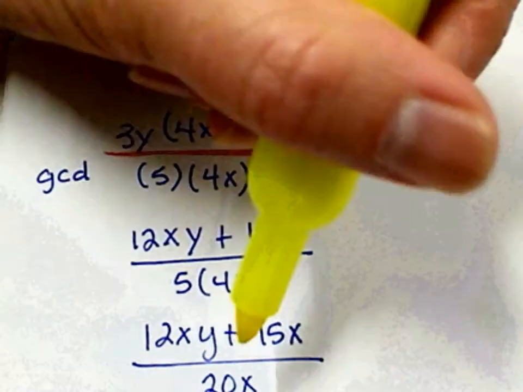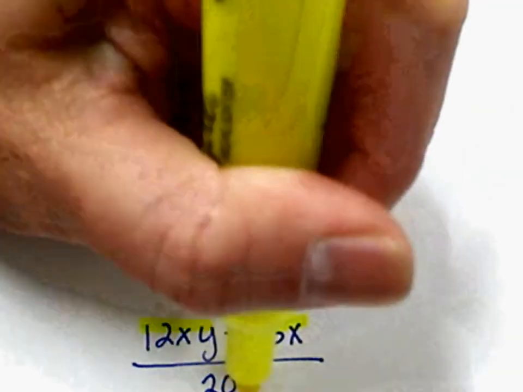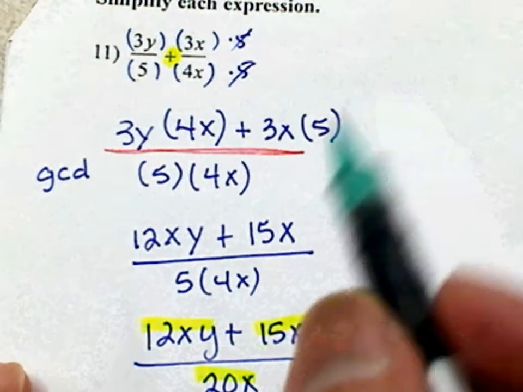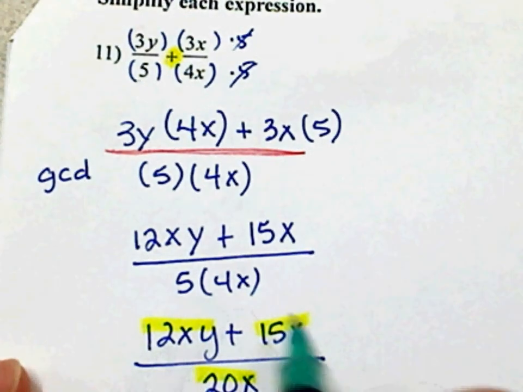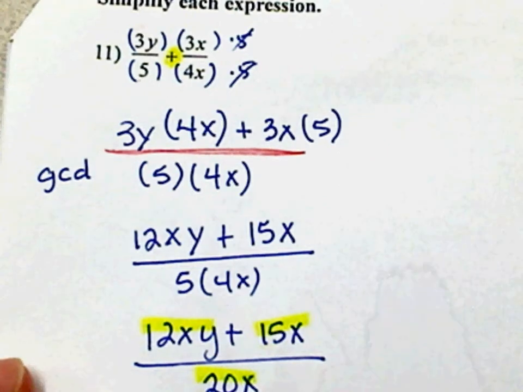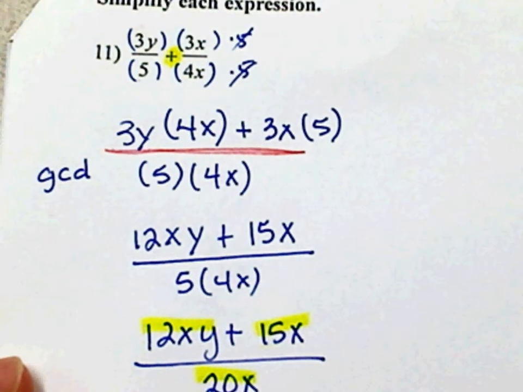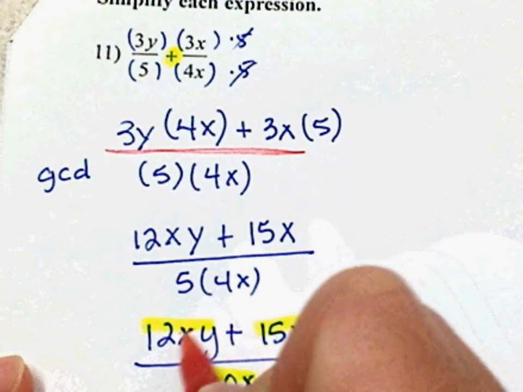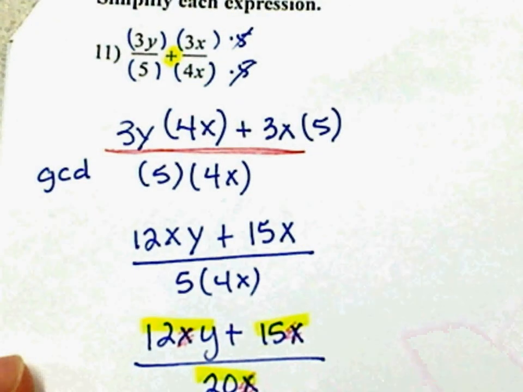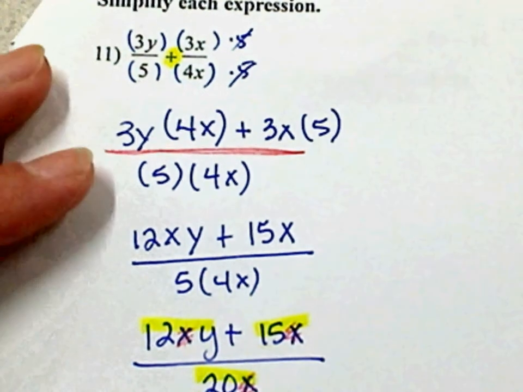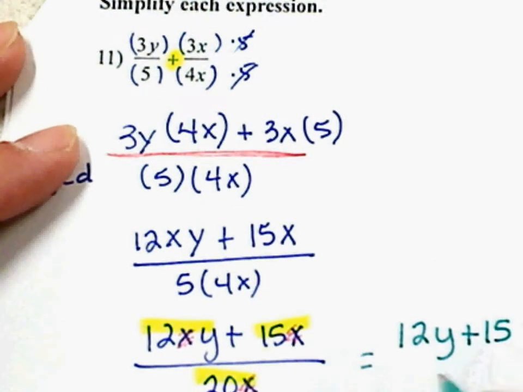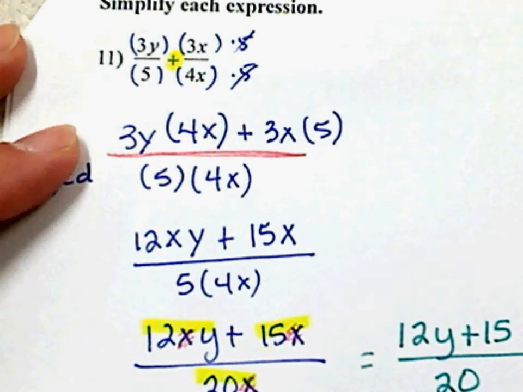Now take a look at all three terms. Do you see something there that can cancel out? Look around. Anything in common? The 12, the 15, and the 20, do they have something in common? No. 4 doesn't go into 15. How about the x? Can I take x out of each one of them? Absolutely. Okay? So your final answer is 12y plus 15 divided by 20. Oops, sorry.